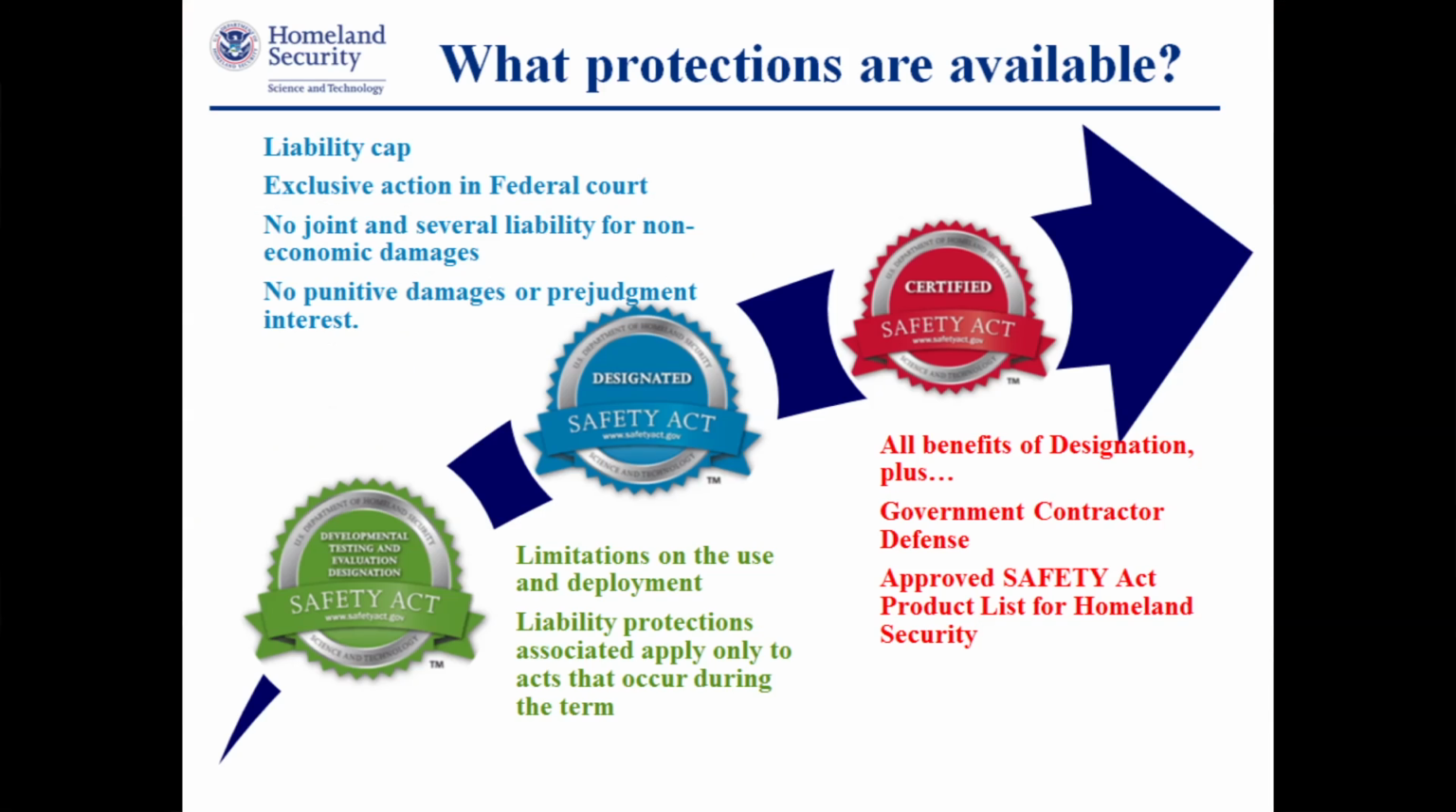The Safety Act provides two primary levels of protection: designation and certification. Designation provides a liability cap, as well as exclusive action in federal court, no joint or several liability for non-economic damages, and no punitive damages or prejudgment interest. An applicant is required by the Safety Act to obtain liability insurance in the amount of the specified liability cap contained in the letter that you receive.